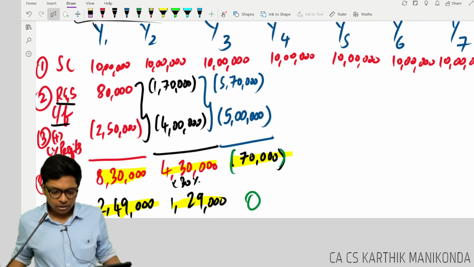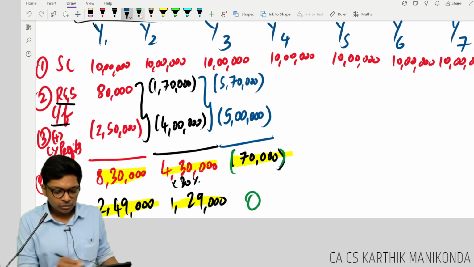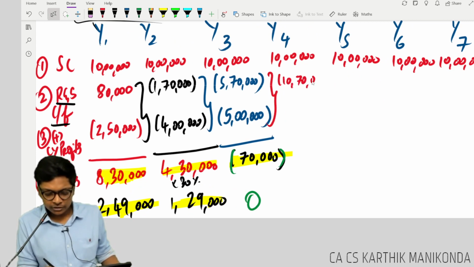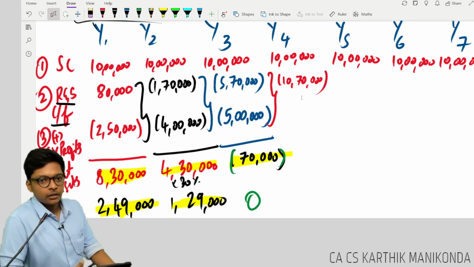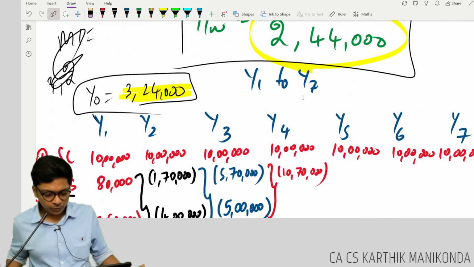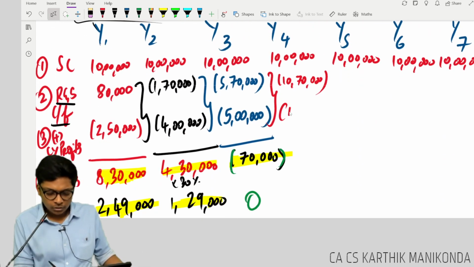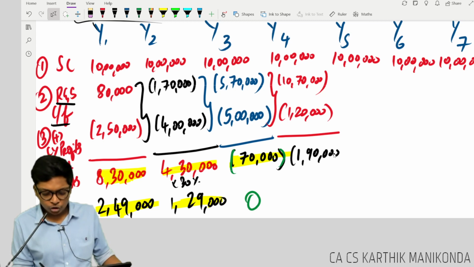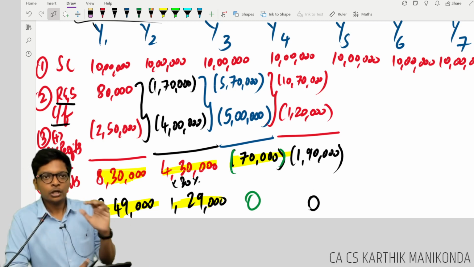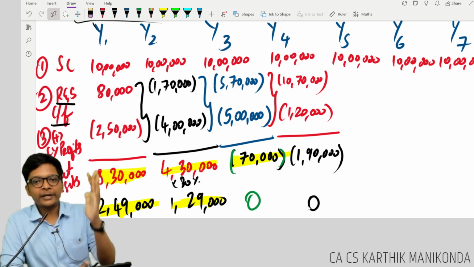Understanding? Getting it? Now what happens in year 4? First, the cumulative loss. Cumulative is 10,70,000. What is year 4? Again loss. 1,20,000. Again loss came. Very good. 1,20,000. Overall negative is how much? 1,90,000. What to show as minority? 0. I will not show minority as long as there's loss. So the conclusion is, loss means don't show minority.